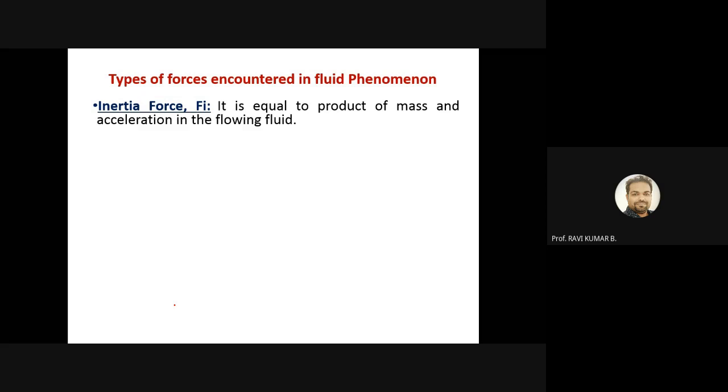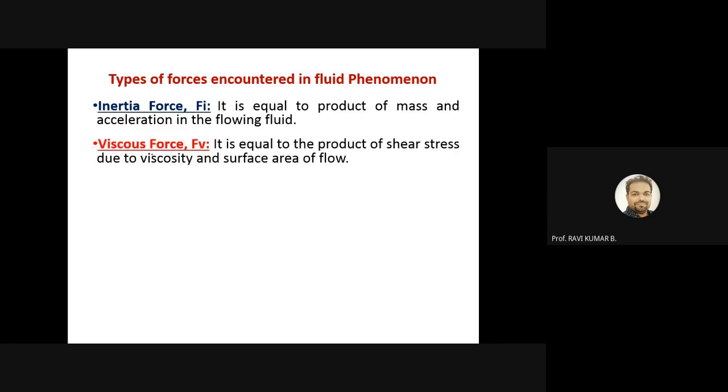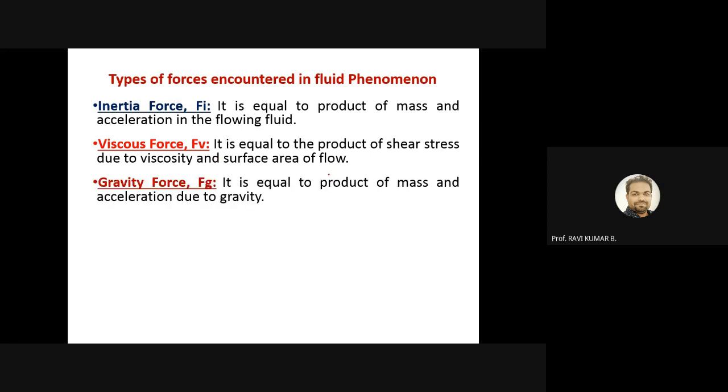So if a certain mass is able to move by a certain distance by an additional external force, that is called inertial force. Second is called viscous force. Viscous force will come within that small thin region. It is basically equal to the shear stress developed due to viscosity into the surface area of the flow. Next one is called gravity force. It is equal to the product of mass and acceleration due to gravity. Due to the weight of the fluid, gravitational force comes into the picture.